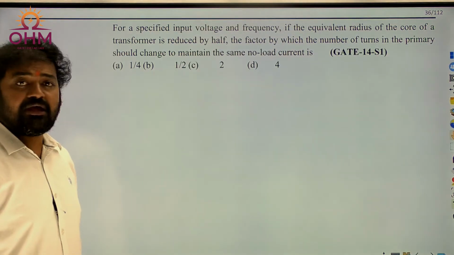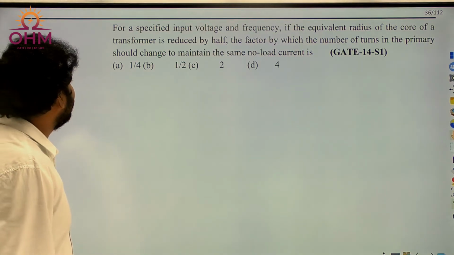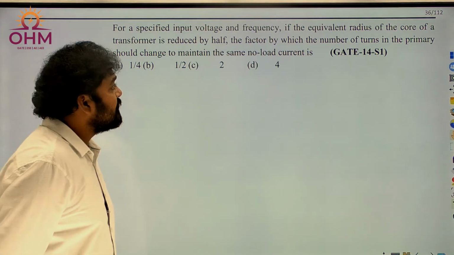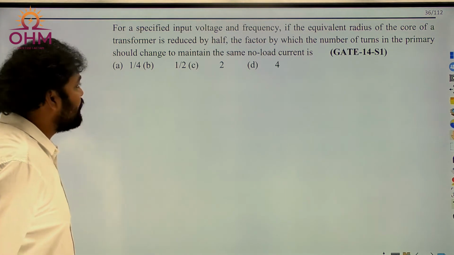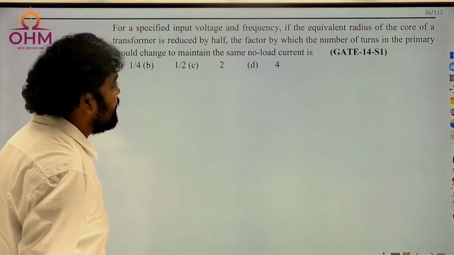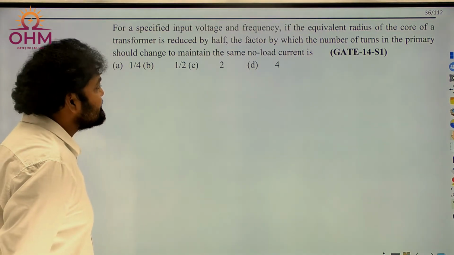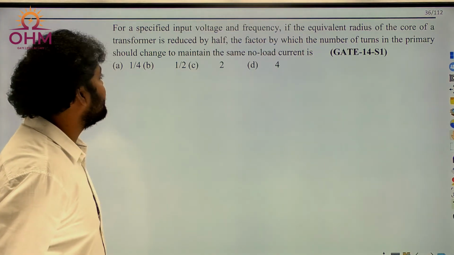This is a question again in the GATE 2014 paper, a 1 mark question. Read the problem. For a specified input voltage and frequency, if the equivalent radius of the core of a transformer is reduced by half, the factor by which the number of turns in the primary should change to maintain the same no load current is what? This is the question given.